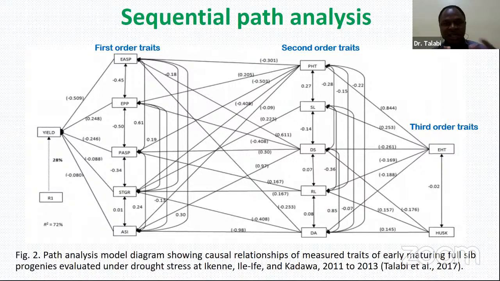But now with changing climates and so many other things coming up that we have not seen before, we know that we always need to keep revalidating the traits that we have identified earlier as traits that are actually making significant contributions to the final trait, in this case, yield. And also, we know that the second order traits are thereby considered as potential traits for selection for the particular stress or for the particular interest that we have in mind.